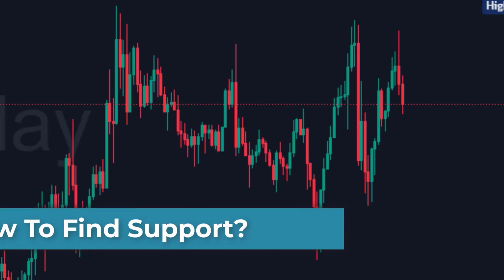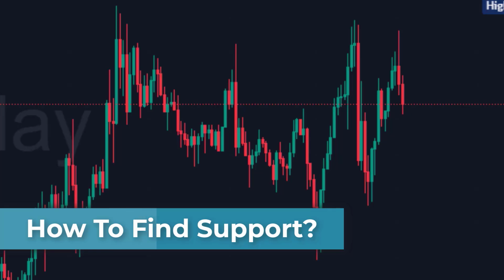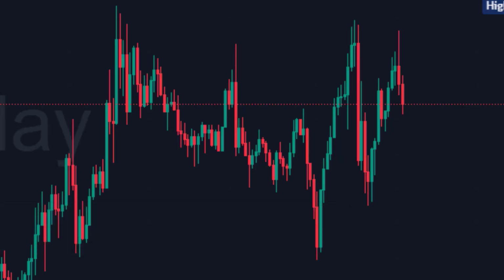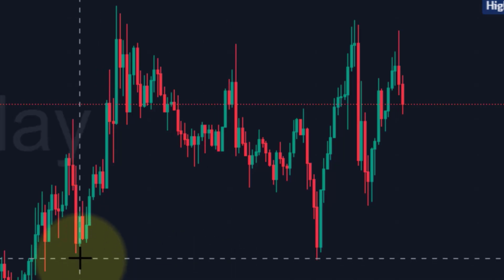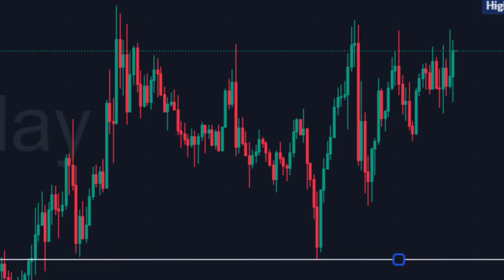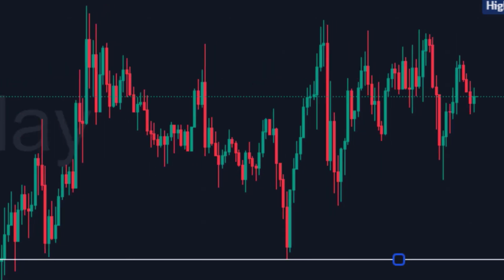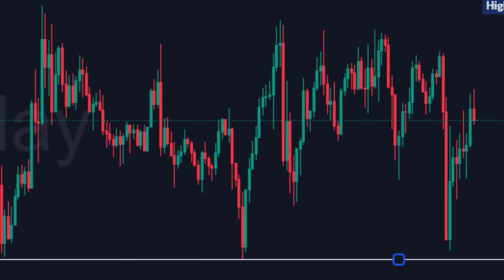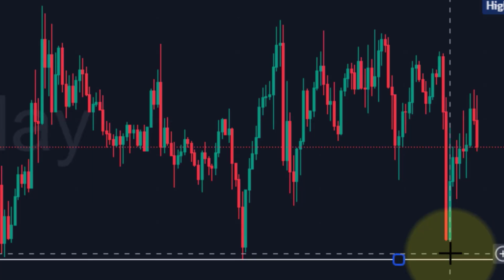To find support, we look for two or more low prices that ended at the same or very close price level and then draw a horizontal line joining them. Here, in this TradingView example, we can draw a support line by joining these two lows. Now, if we replay this, you will see that price actually reacts to this support. See here, price comes close to the support and then starts moving up again.